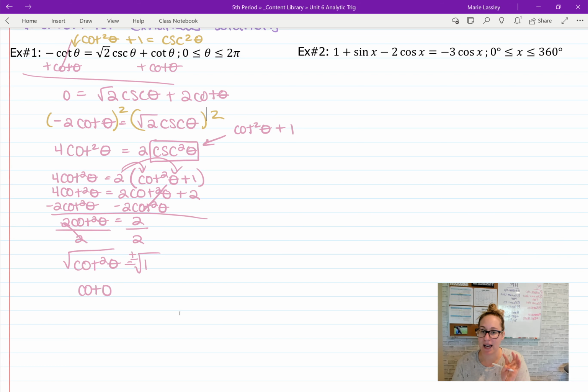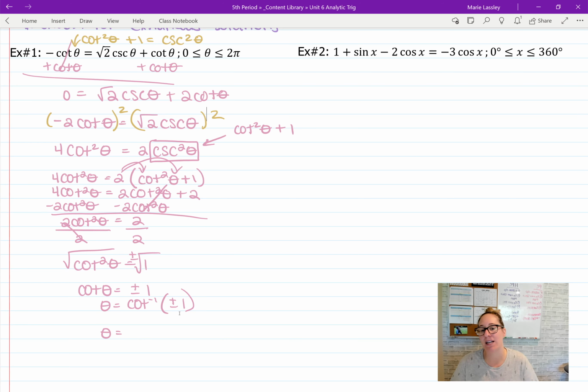Now to get theta by itself, we're going to have to do inverse cotangent to both sides. So theta equals inverse cotangent of plus or minus 1. Now we're going to take our journey around our unit circle and figure out everywhere that theta would have a cotangent value of positive or negative 1. And we are in radians, so your answer should be in radians, right? If you look at the interval, it's 0 to 2 pi. That is indicating we want to give our answers in radian value.